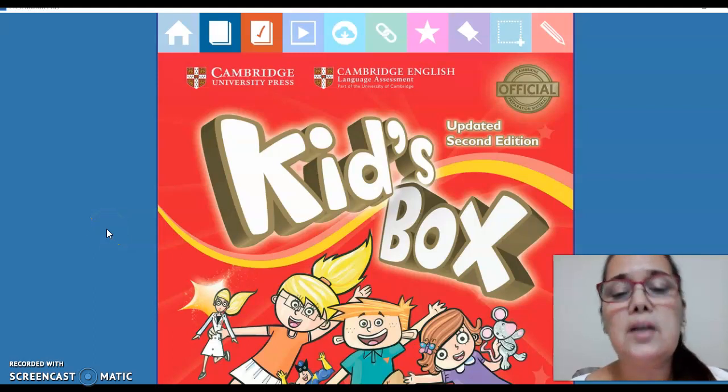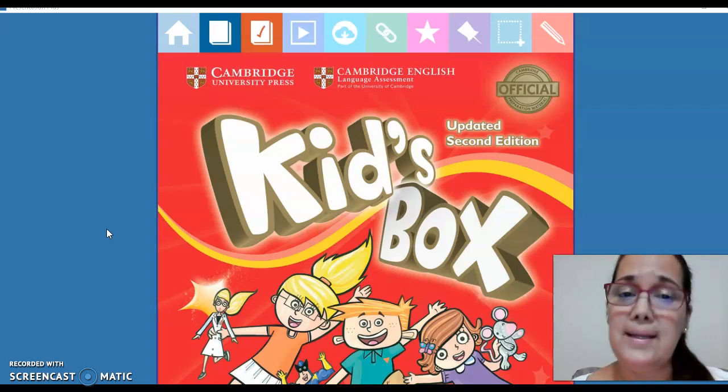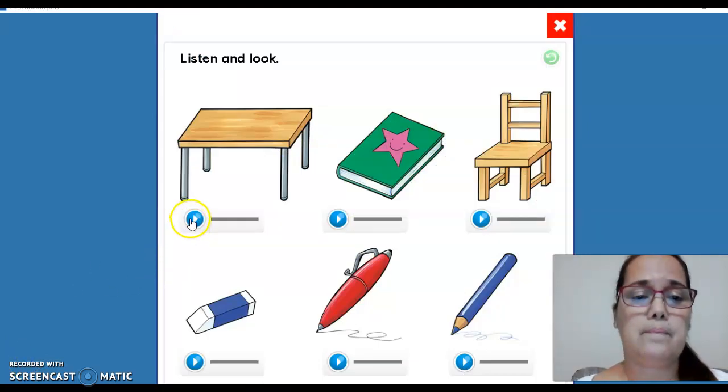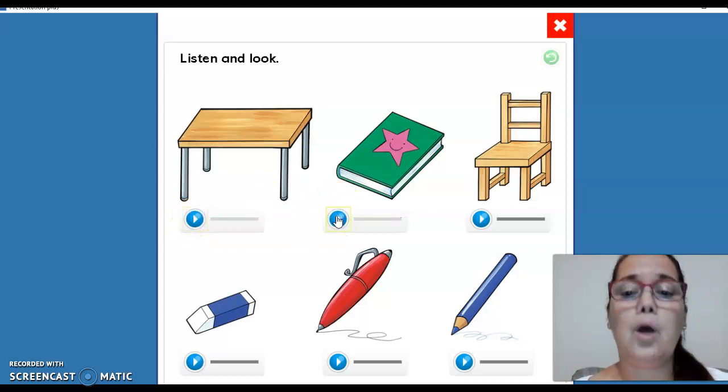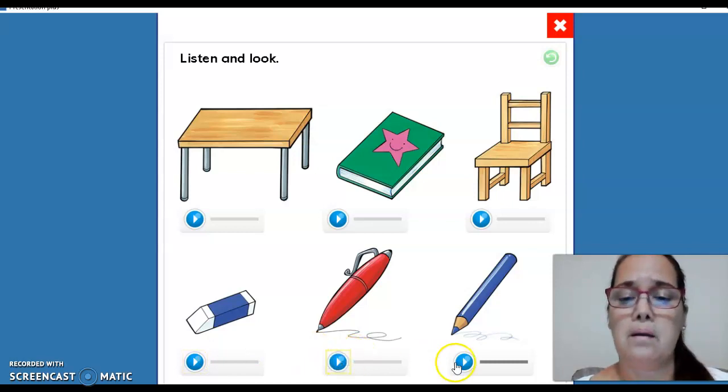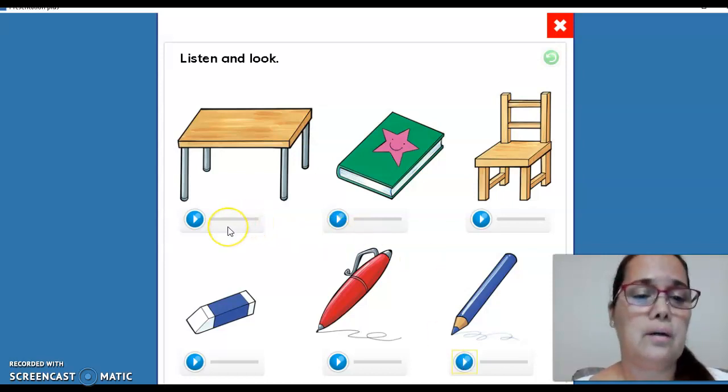Good morning, kids. Today you are going to learn a chant and review classroom objects and numbers. Let's begin. First, you are going to review the classroom objects. Table, table, book, book, chair, chair, eraser, eraser, pen, pen, pencil, pencil. Now it's your turn. I want to hear you.